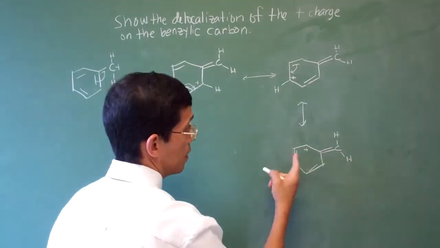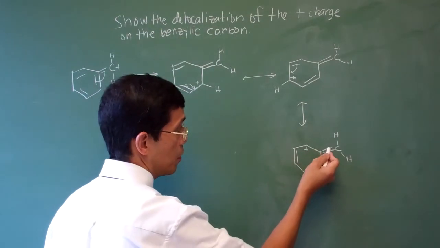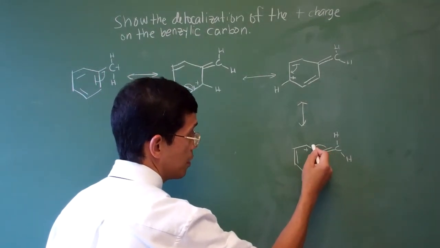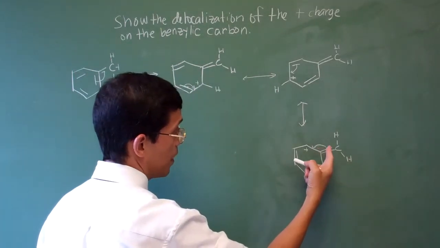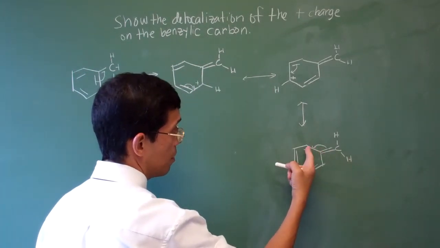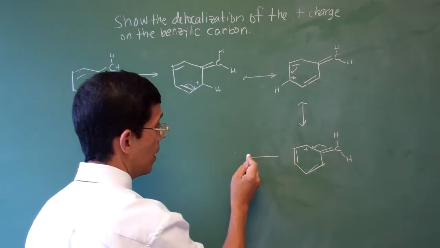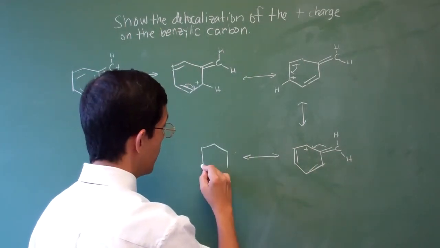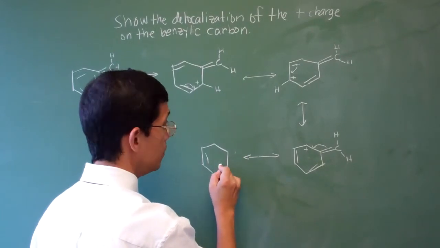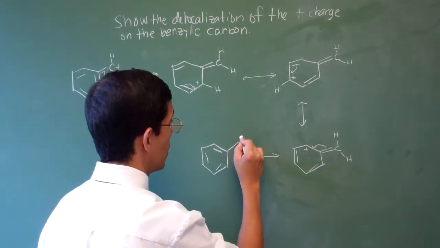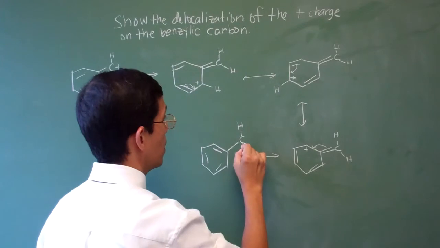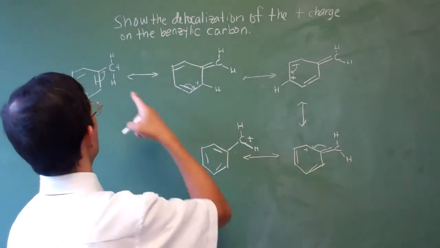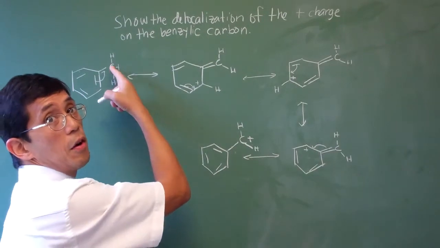Next, so you have a plus charge there, so one of those 2 bonds could help out in stabilizing the plus charge, so that it will move from that position to between that carbon and that carbon. And finally, you go back to your original location of the positive charge, which is at that carbon.